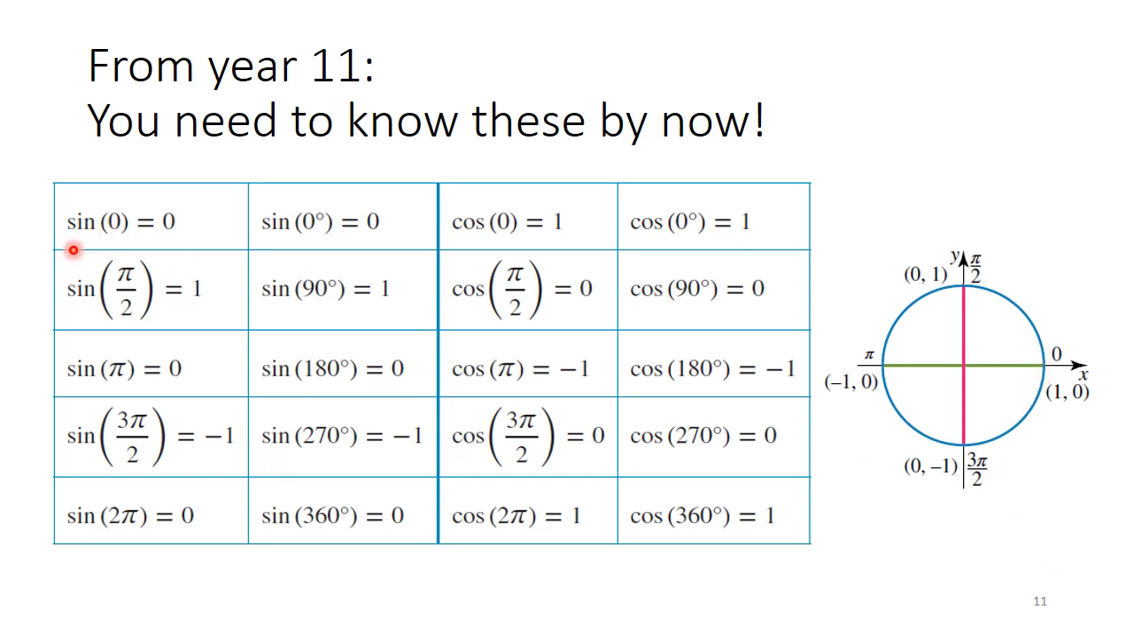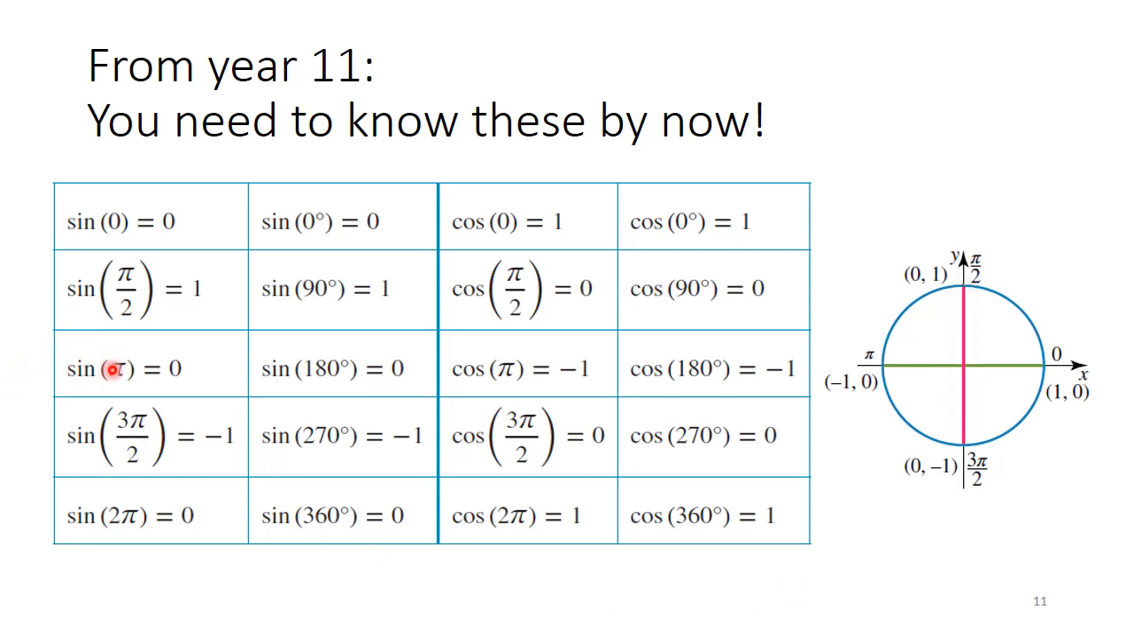Now let's look at sine pi over 2. Pi is 180 degrees, so pi over 2 is 90 degrees, which is up here. The y coordinate would be 1, so sine 90 degrees has to be 1. But the x coordinate here is 0, so cos 90 is 0.